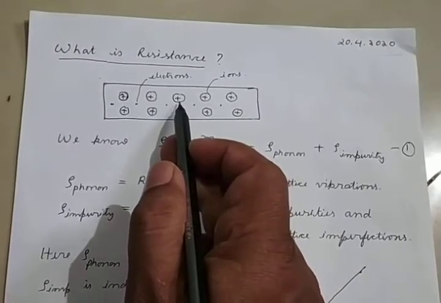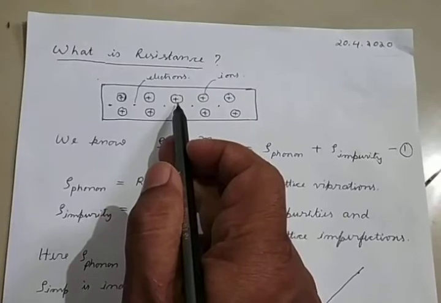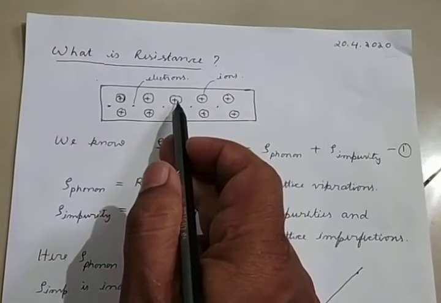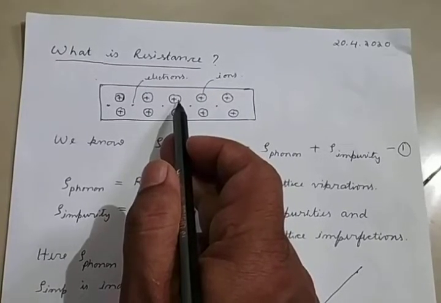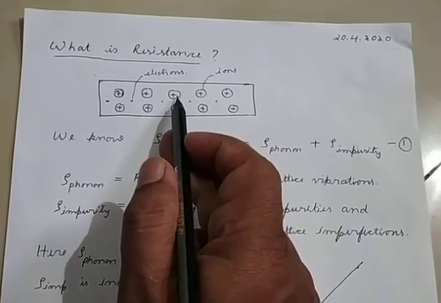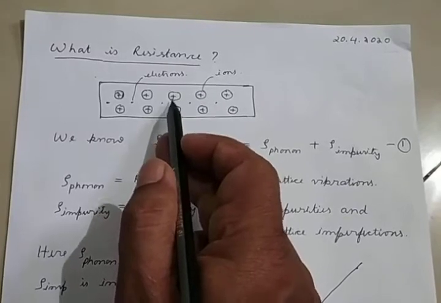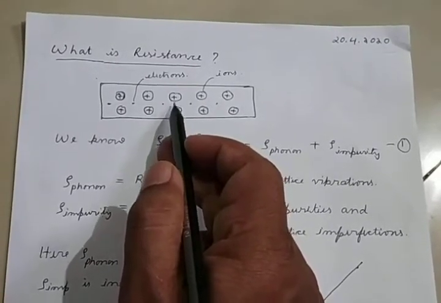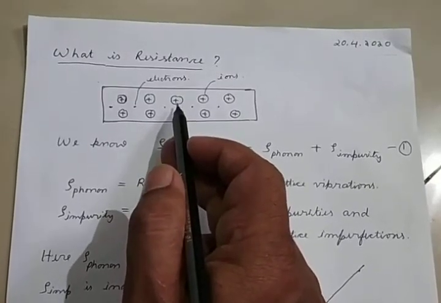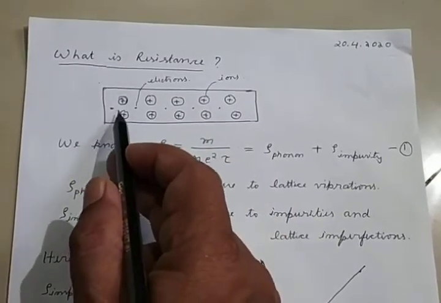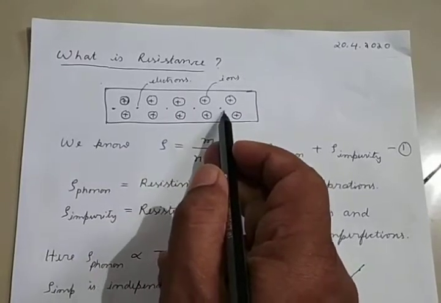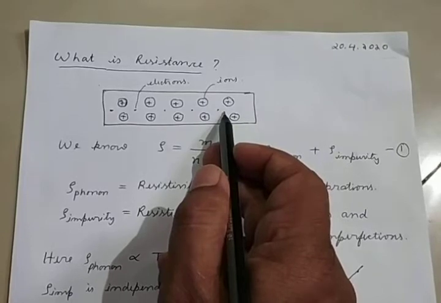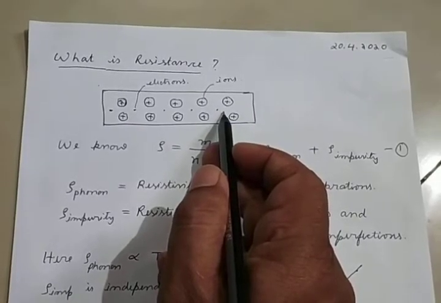Here the positive ions need not be stationary, they can be oscillatory in nature, depending upon the thermal energy of the ions. Due to the thermal energy, these ions are oscillating to and fro, and if the temperature is increased, the oscillations will be more. So this will affect the movement of the free electrons in this space, right? That will be the opposition to the movement of the free electrons, which is called the resistance.